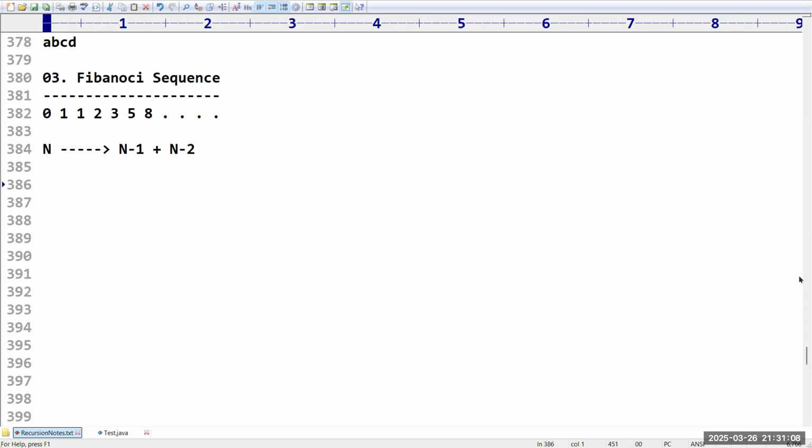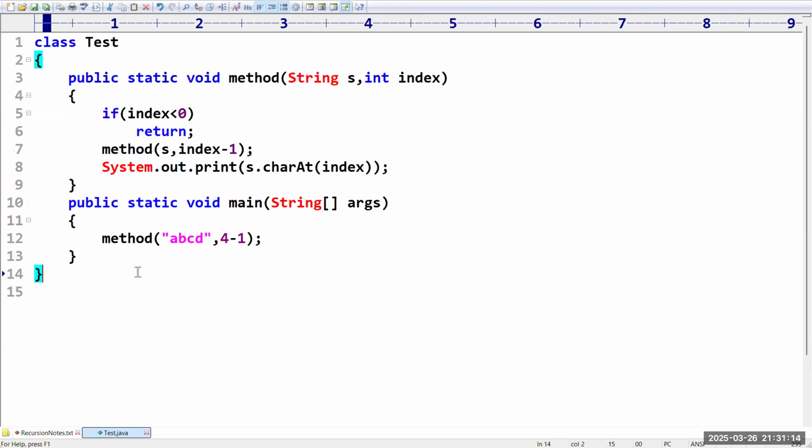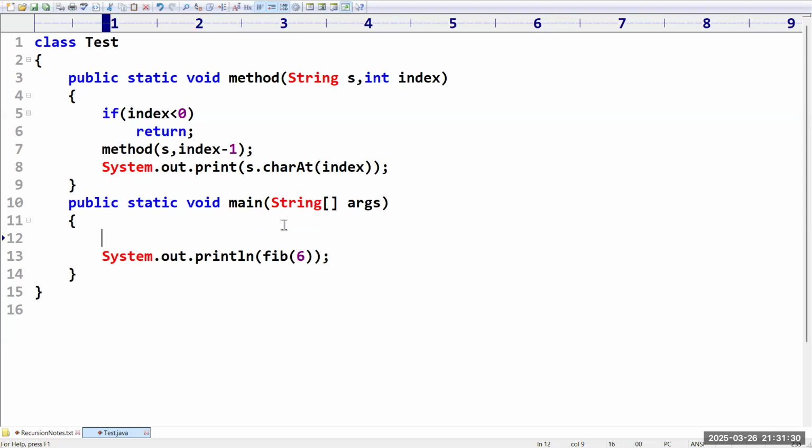Okay, correct. So now I want to write a program for that. My program is going to return some value. That's why I am taking fib as the function. Assume that its value is 6. I want to find out the sixth Fibonacci number.